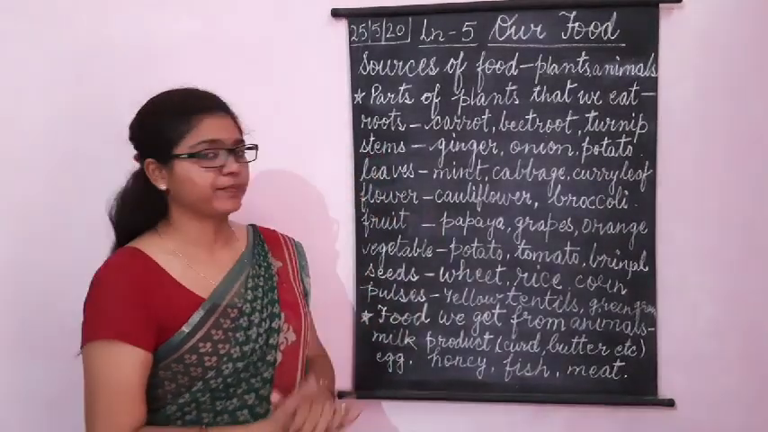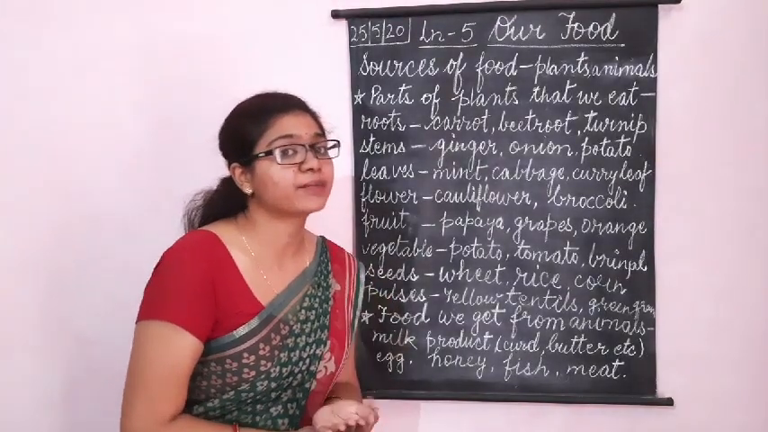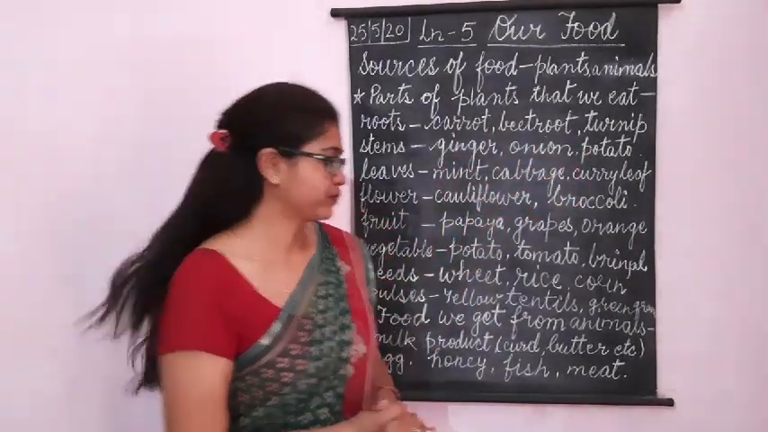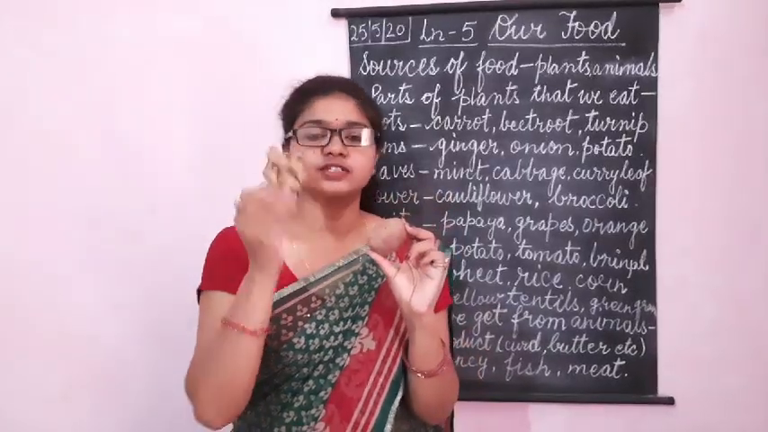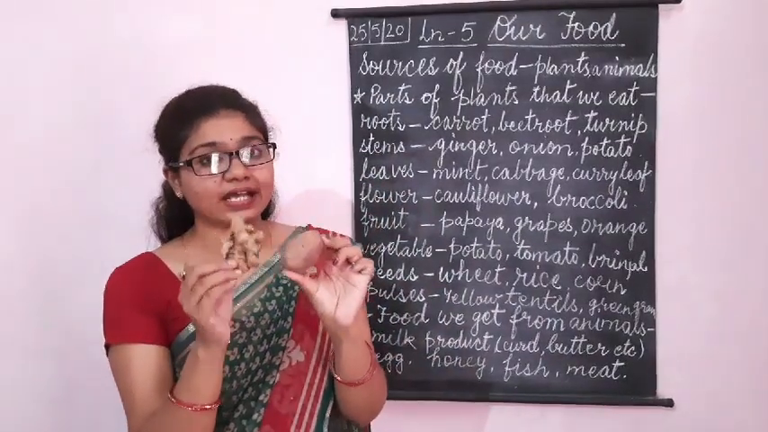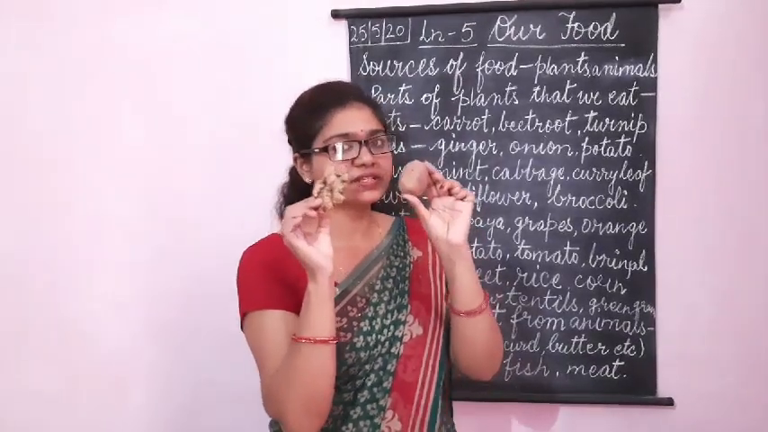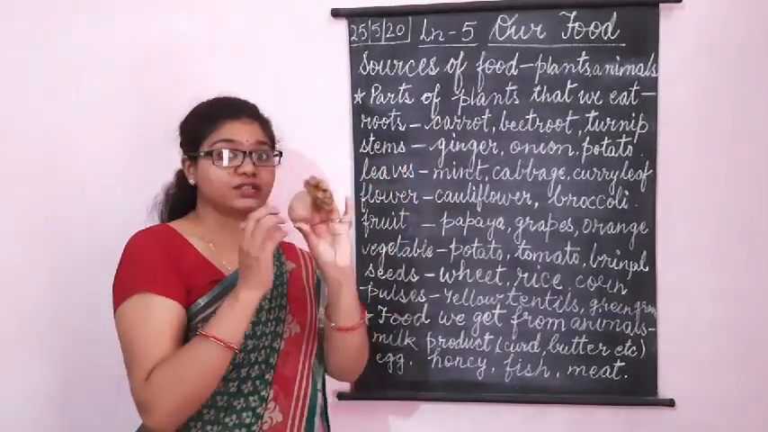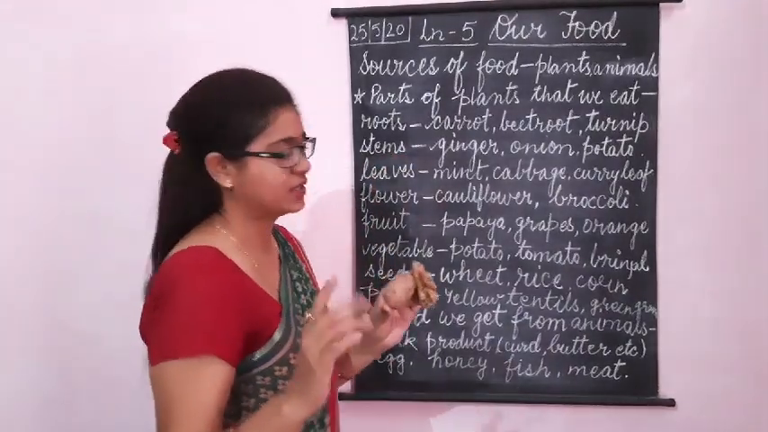Second one, stem. What will we get as a stem in the plant? Ginger, onion, potato. You can see this one, ginger, onion and potato. We get these foods from the stem part of a plant. Okay.